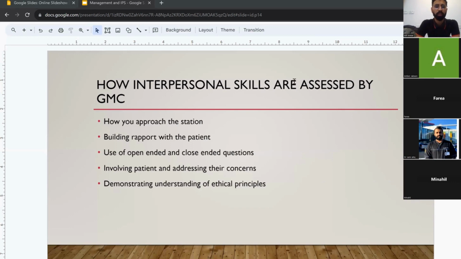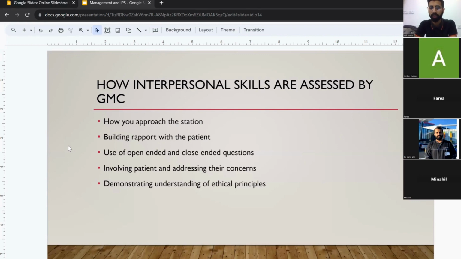Okay. So we were at the point that involving the patient in the consultation and addressing their concerns is really important. This is the main point of the station, because if you fail to address the concerns of the patient, you will fail the station. No matter how good you perform in your data gathering, how good you explain the management, if you fail to address their concerns and expectations, you will fail the station.